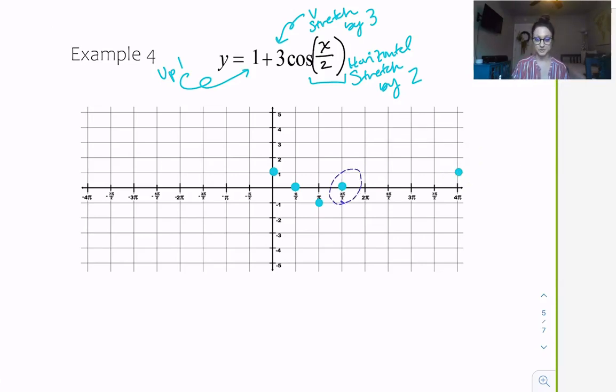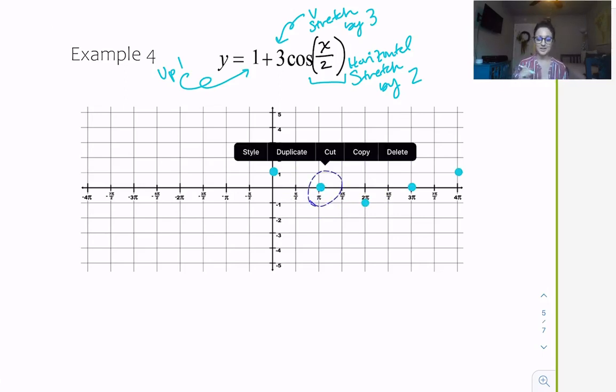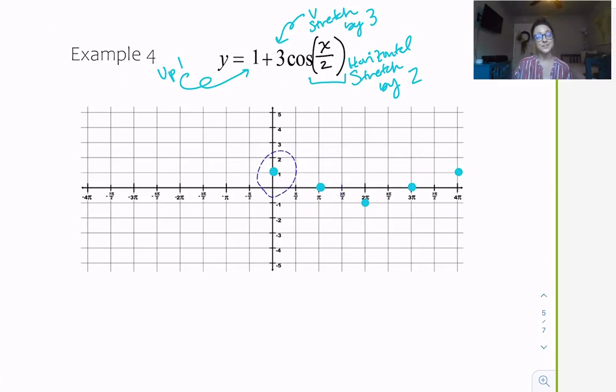This was an x value of 3 pi over 2 times 2, now at 3 pi. This was an x value of pi, multiply by 2, I'm now at 2 pi. This was an x value of pi over 2, multiply by 2, I'm at pi. And this was 0, multiply by 2 is still 0. Okay, so there's the horizontal stretch by 2.